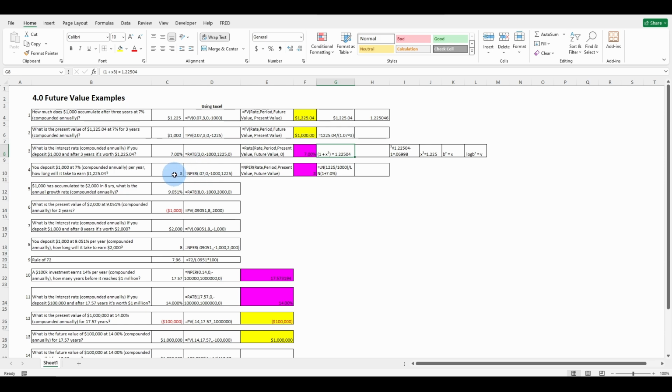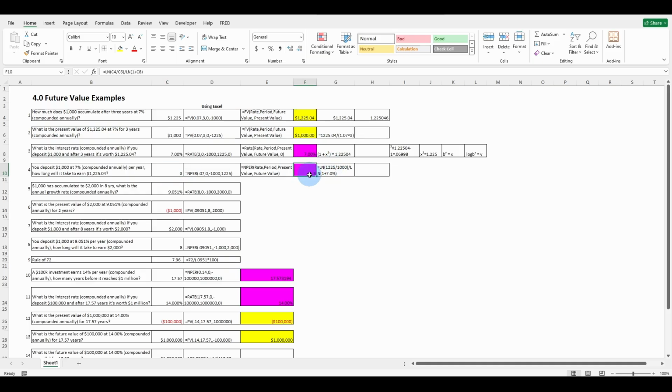And then here again, you deposit $1,000 at 7% per year. How long will it take to earn 1225? We're trying to solve for the number of periods. Well, Excel makes it really simple. Again, we're going to use the rate, the present value, and the future value, and we're going to come up with the number of periods.